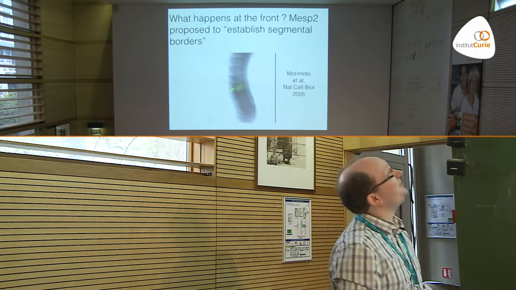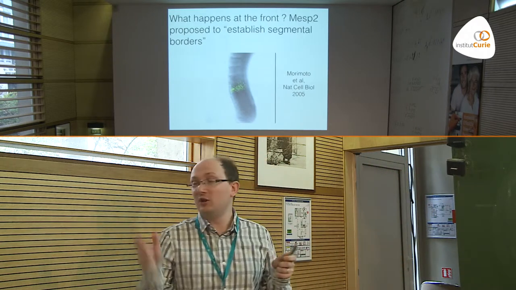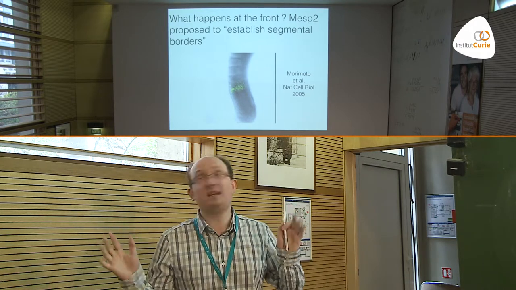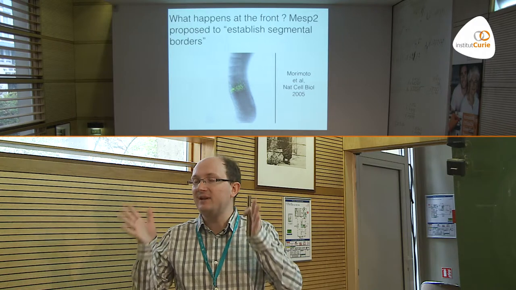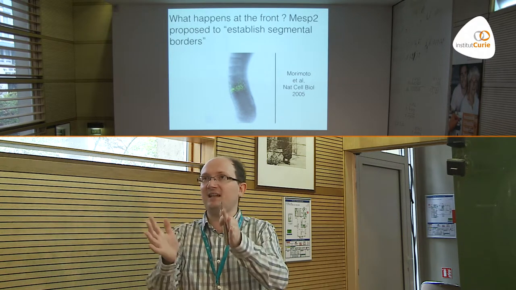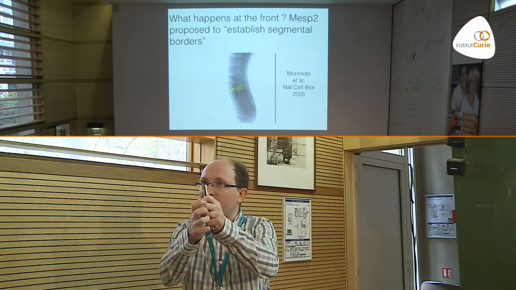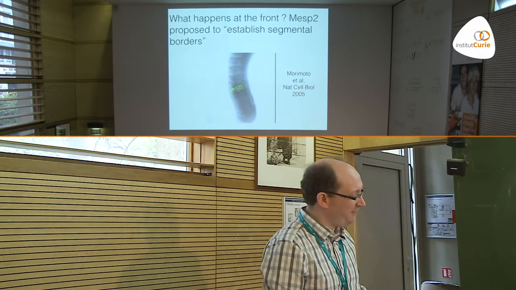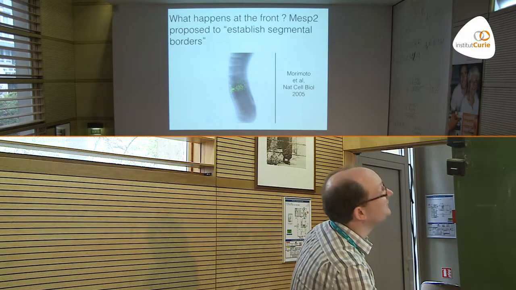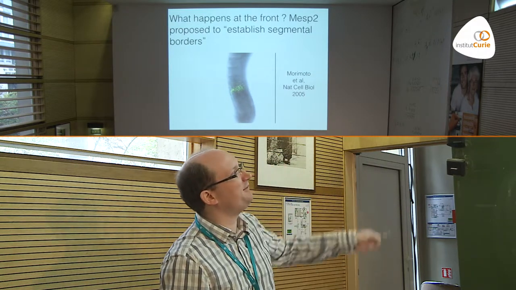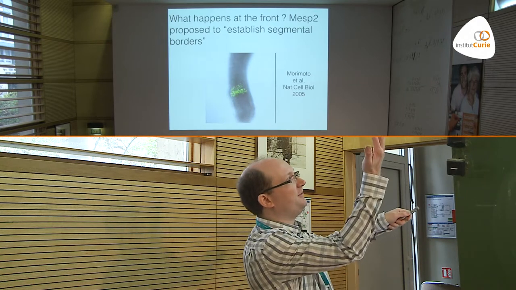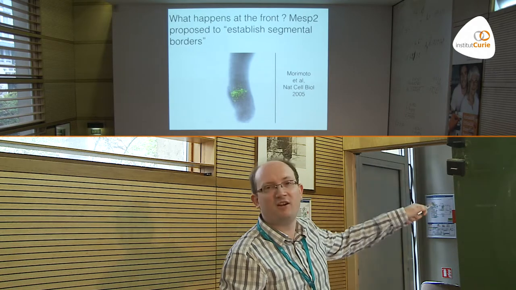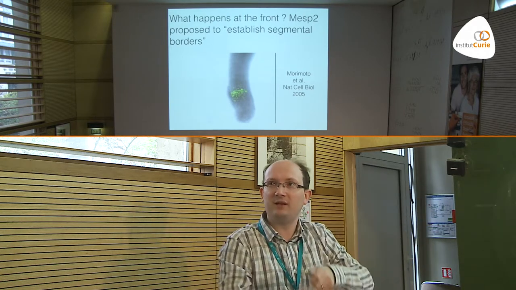So now, what happens at the front? After the front, it's known that there is a gene called MESP2, which is known to establish segmental borders. What that means is that when MESP2 is expressed, the cells expressing MESP2 are going to cluster together and form a somite. This is a paper from Morimoto et al. in 2005, where you have a real-time visualization of MESP2. So here you make a big stripe of MESP2. You should imagine that the clock wave is coming from the tail of the embryo, and then you make another big stripe of MESP2, and then these cells are going to form a somite together.